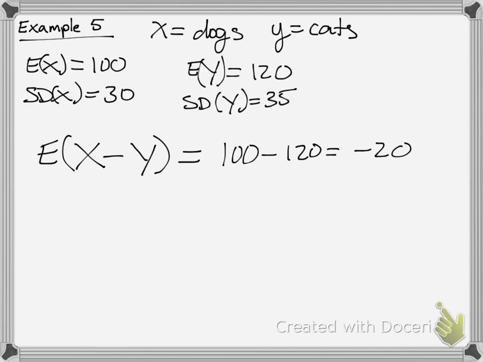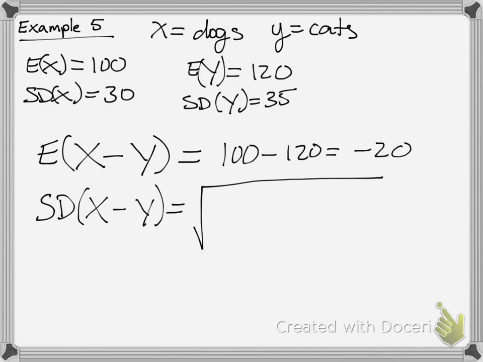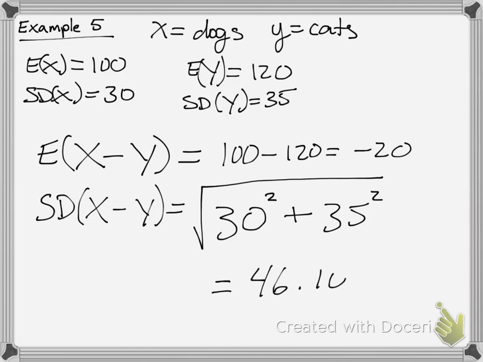All right, and then now we're looking for the standard deviation. So our standard deviation of dogs minus cats is going to be equal to the square root of the standard deviation of our dogs squared. And again, it does not matter if we're subtracting or if we're adding. So we got 30 squared. We're going to add the standard deviation of cats squared, and we're going to calculate that out. And if you guys calculate that out, you should get a total of $46.10.